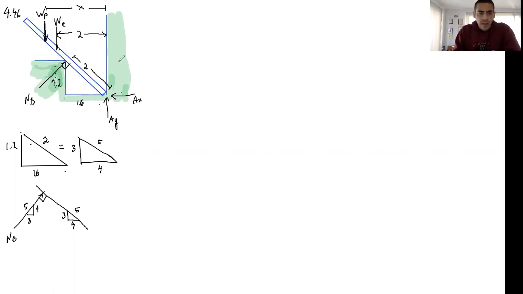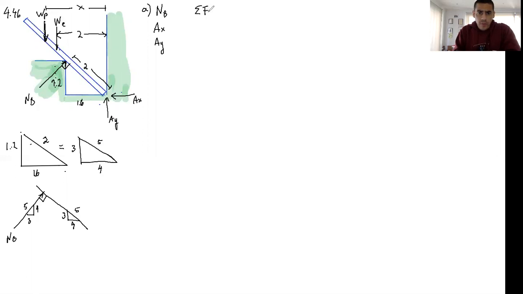Okay, so pretty simple. The first thing is they ask you, give me the reactions that are keeping this ladder in equilibrium. Therefore, they're asking me about NB and they're asking me about AX and about AY, which are these that are in the figure. Okay, so I'm gonna jump right into it.